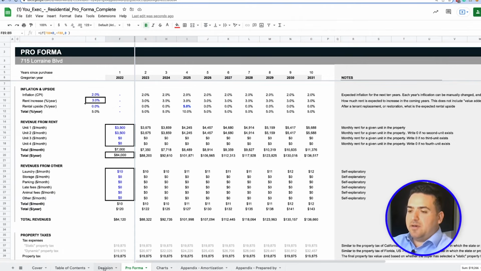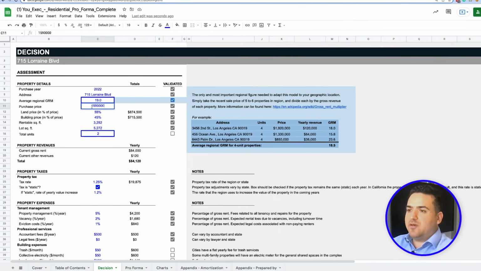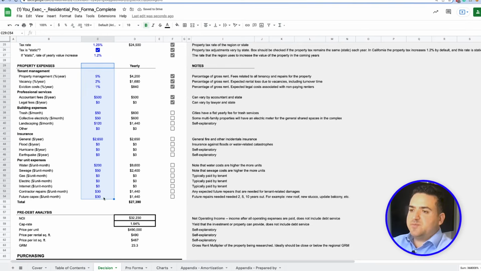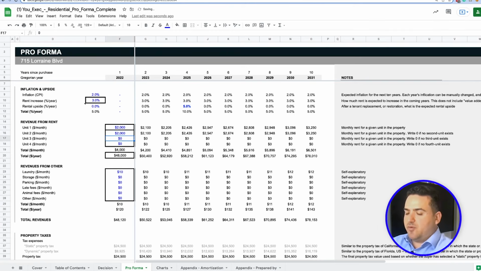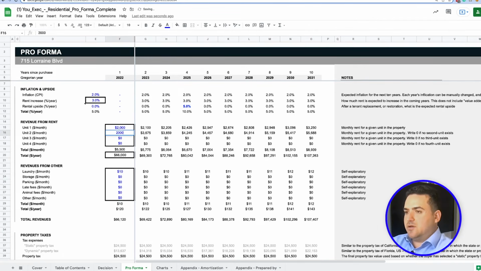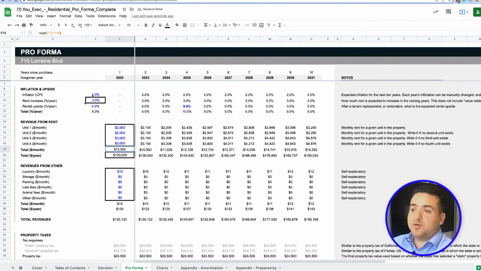Now, let's look at a better property. I know that there was a property that we were looking at. It costs 1.96 million. The GRM of that area is 16.5. It is a 4-unit property. It is about 4,200 square feet, and about 4,000 square feet of livable space. All the expenses here are practically the same, but in the Proforma, the rents of that property are about 2,000, 2,000, 3,000, and 3,000. This is a property close to Culver City.